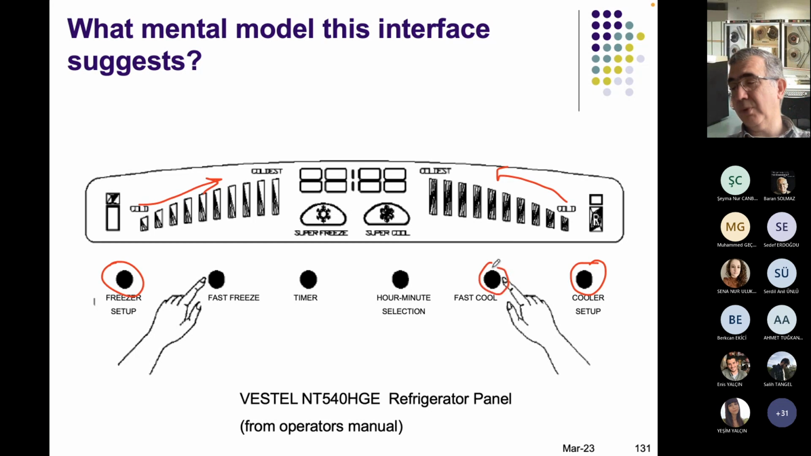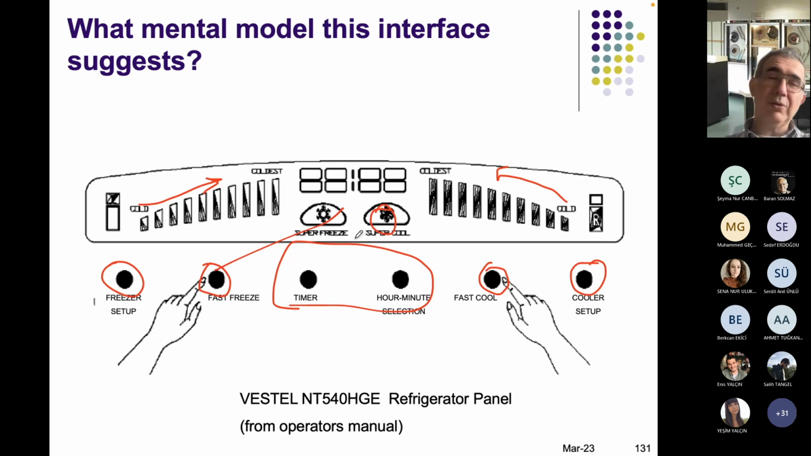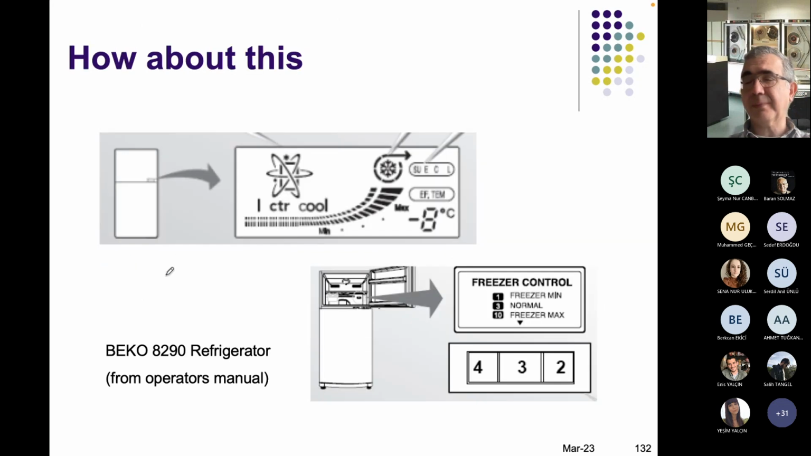When you press this, it is super cool. When you press this one, it is super freeze. And these are for the timer. When you press fast cool, here it is super cool, super freeze. So those are also connected to the lights. And only the one on the very right and the one on the very left are controlling.